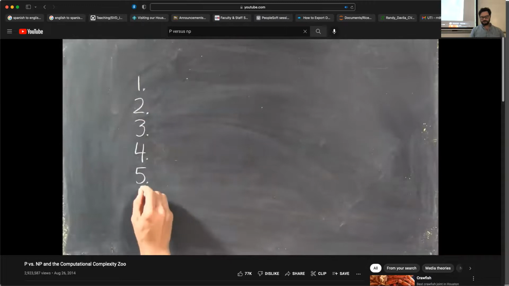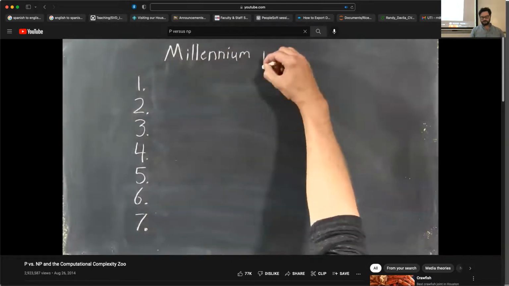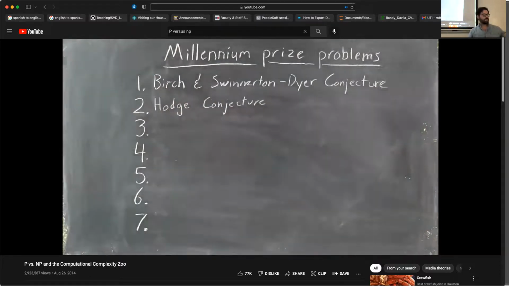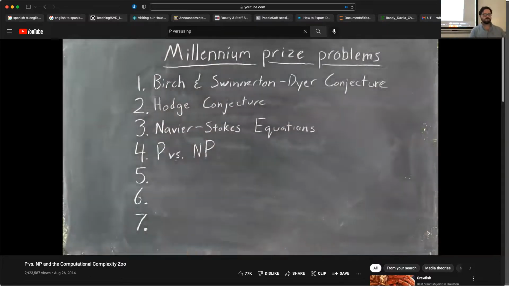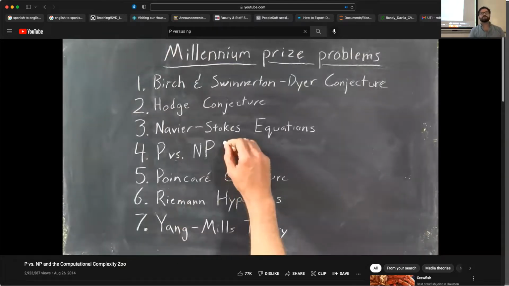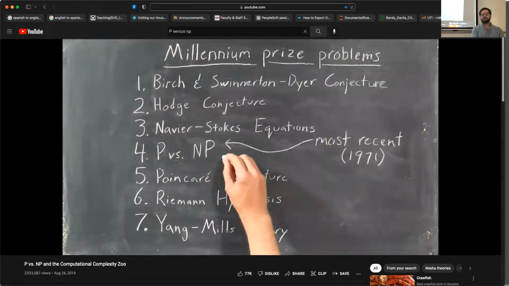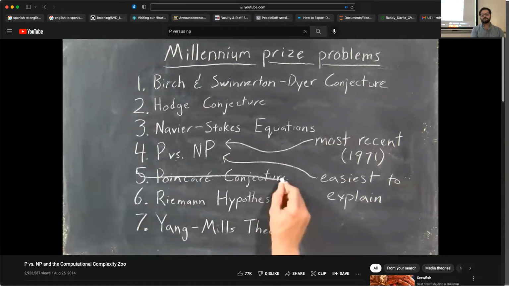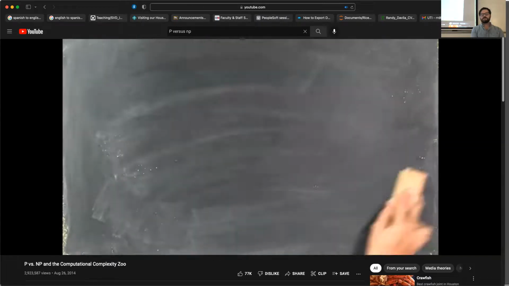In 2000, the Clay Institute offered $1 million each for the solutions to seven key problems in math, the Millennium Prize problems. These are profound and difficult problems, and for most of them, it takes a lot of specialized knowledge to even understand the question. Of the seven problems, P versus NP was both the most recently conceived in 1971 and by far the easiest one to understand and explain. And in March 2010, the Clay Institute awarded the first of its seven prizes for the solution to, yeah, not P versus NP. So, what is the P versus NP question?